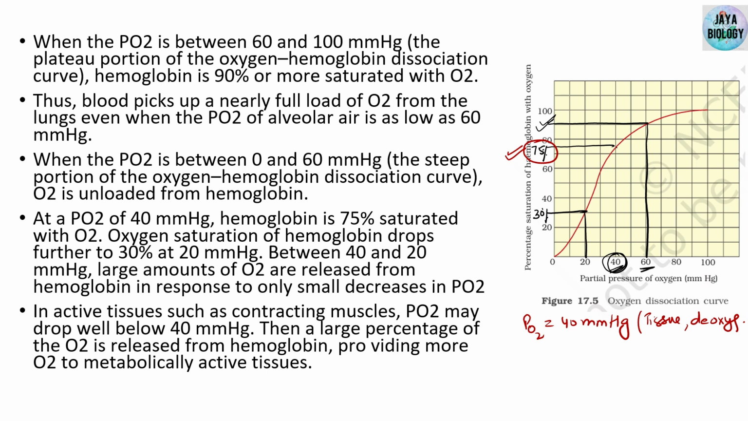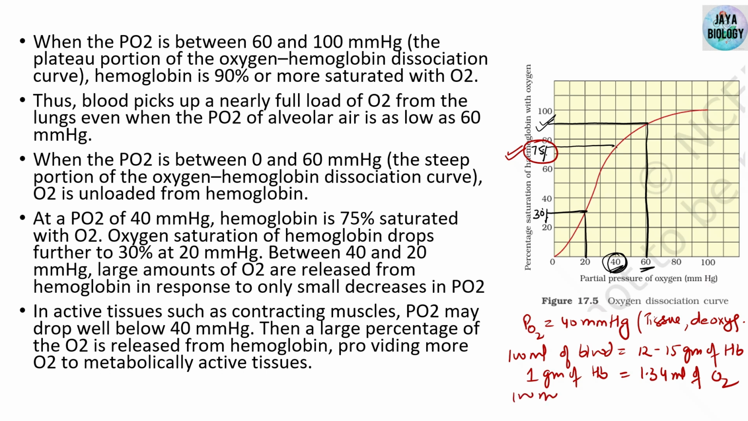In the Body Fluids and Circulation chapter, it is given that 100 ml of blood will have nearly 12 to 15 gram of hemoglobin. Remember we studied it? And 1 gram of hemoglobin can combine with 1.34 ml of oxygen. So it means 100 ml of blood will carry, round figure, the actual mean is 19.4, but as a round figure we will say 20 ml of oxygen.